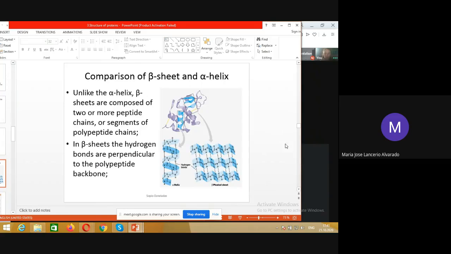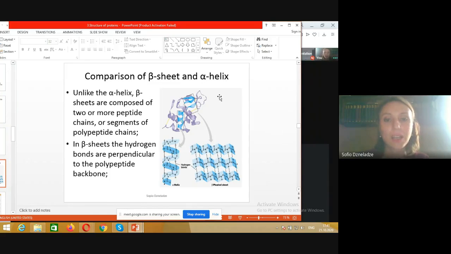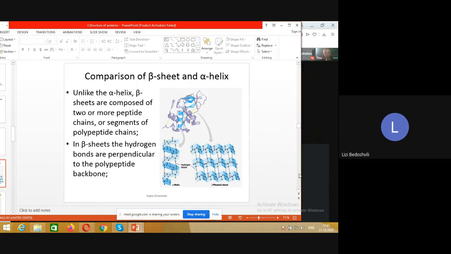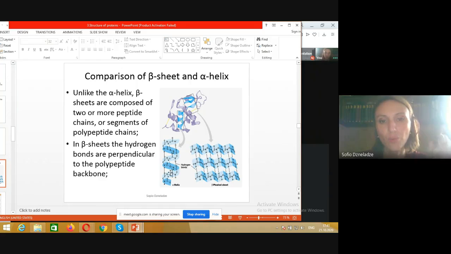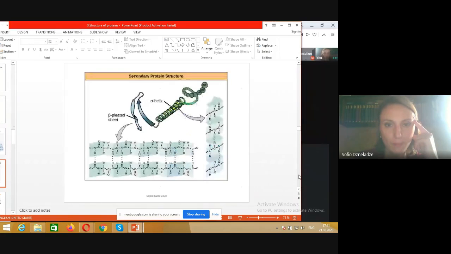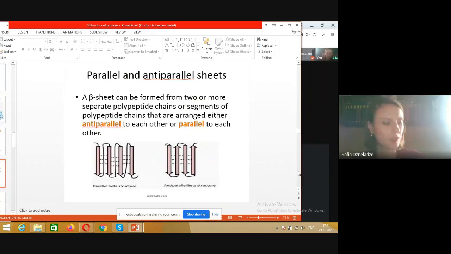Yes. And let's compare alpha and beta forms of secondary structure. Lizzie, please read it. Unlike the alpha helix, beta sheets are composed of two or more peptide chains or segments of polypeptide chains. In beta sheets, the hydrogen bonds are perpendicular to the polypeptide backbone. Whereas here, the hydrogen bonds are parallel. Okay, it's the same. Okay, Maria, explain it, please.